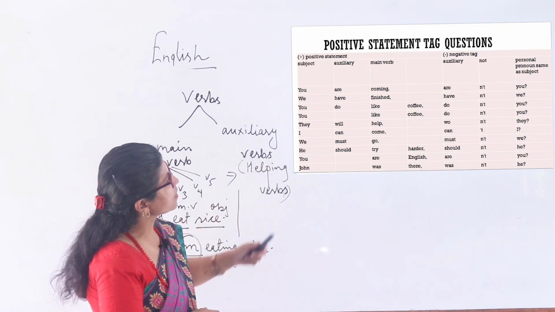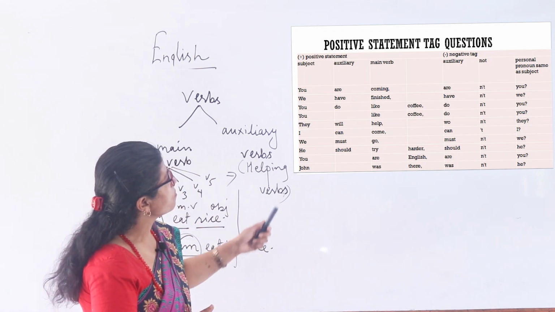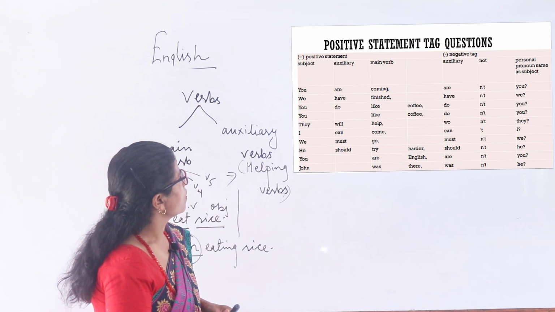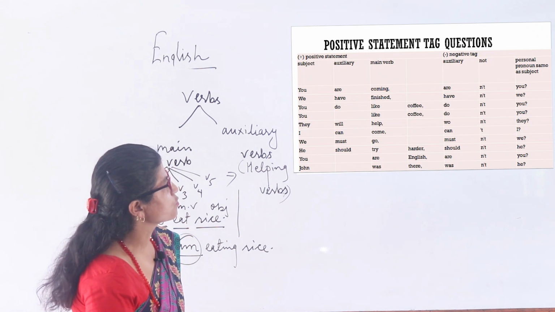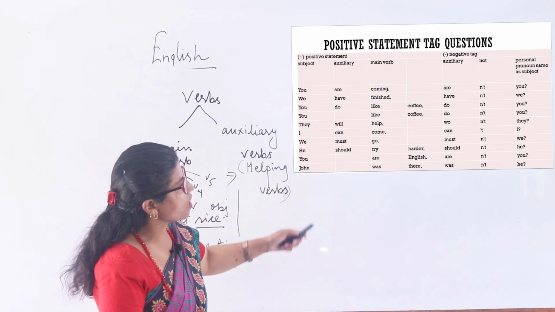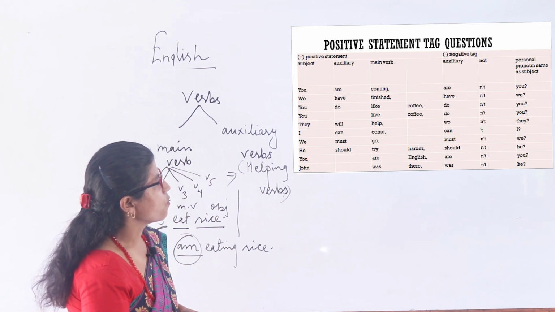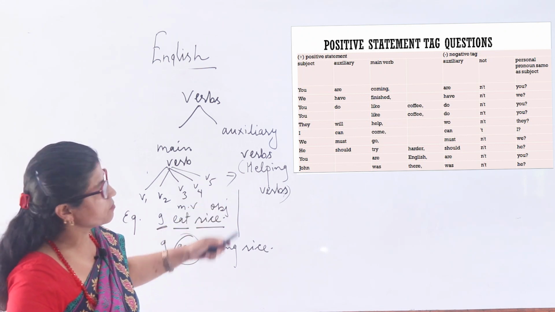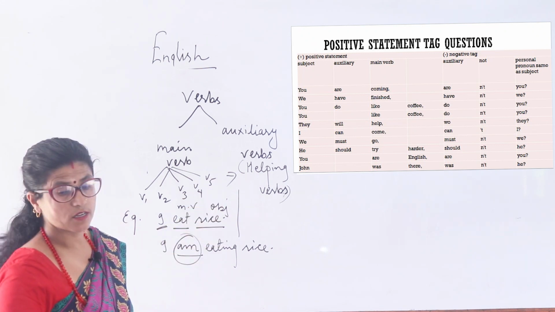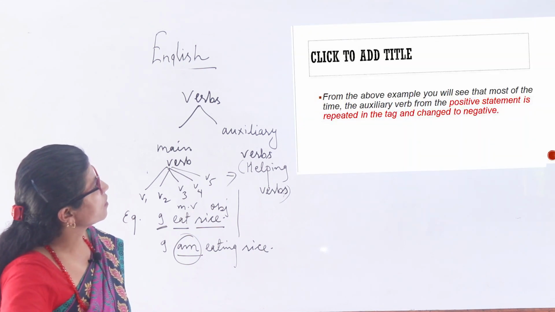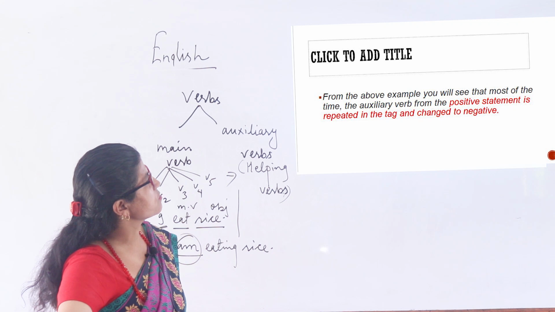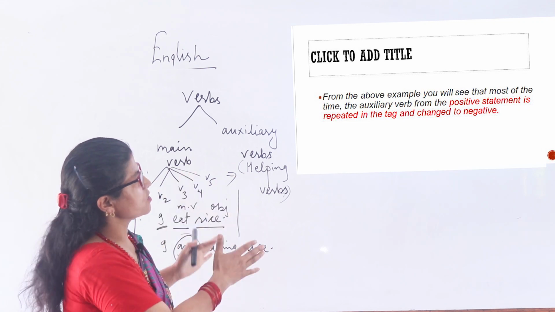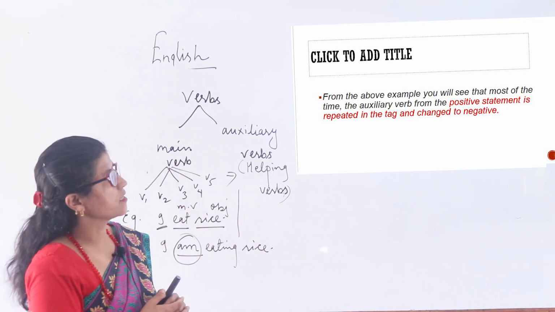Similarly, let's see, I can come, can't I? We must go, mustn't we? We should try harder, shouldn't he? You are English, aren't you? John was there, wasn't he? These are some examples. From these examples, you will come to know that the auxiliary verb from the positive statement is repeated in the tag and changed into negative. So the first part is the statement, that is a positive statement, and the tag part is the negative one.